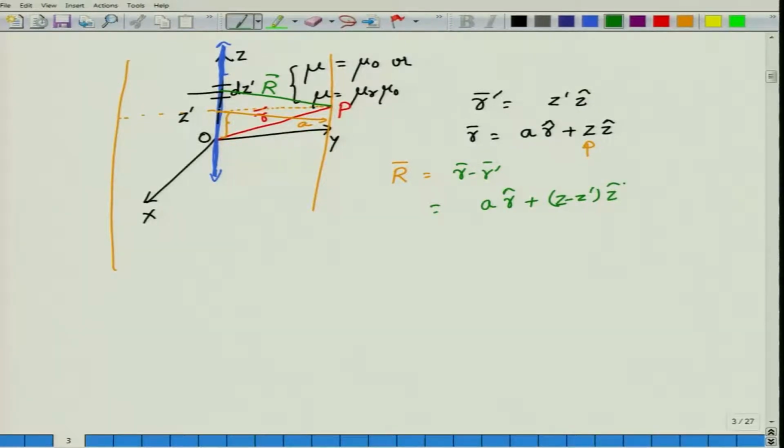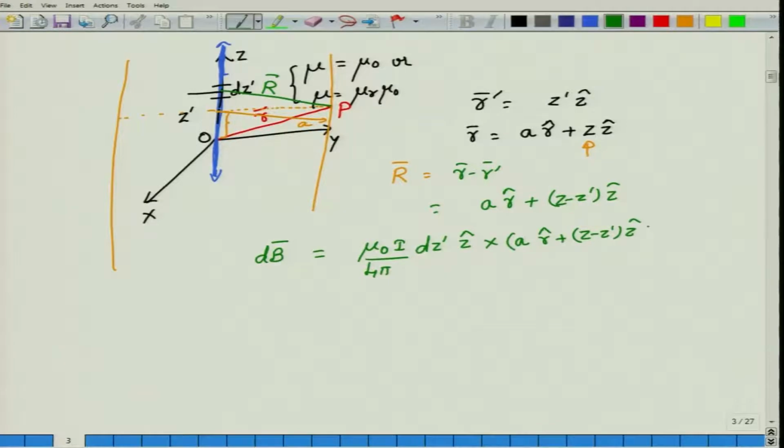Now, we have all the tools that are necessary to apply Biot-Savart's law, and to calculate the magnetic field dB at this point, which of course will be in the direction of phi, as you will very soon see. So, this is mu naught I by 4 pi, which is the constant, times the current element that we were considering, I dz prime, and the current element itself is located along the z direction. So, this would be dz prime z hat cross (a r hat plus (z minus z prime) z hat).